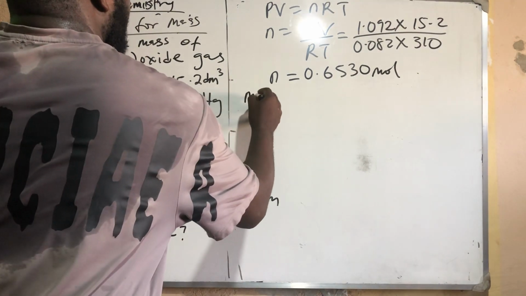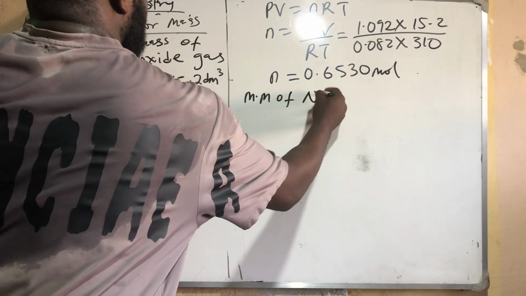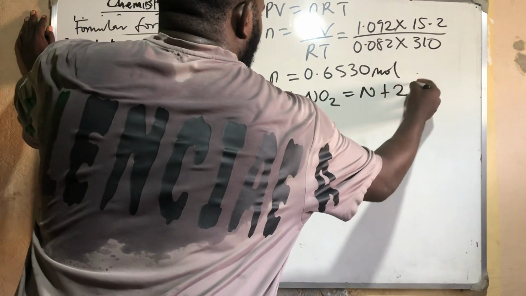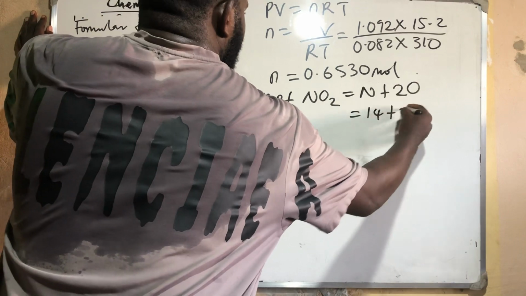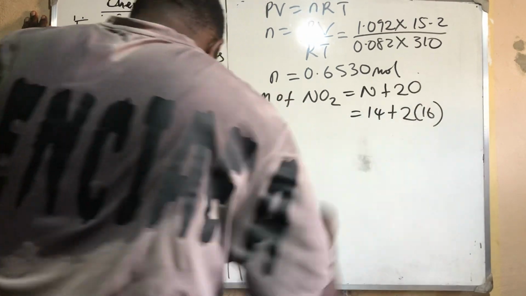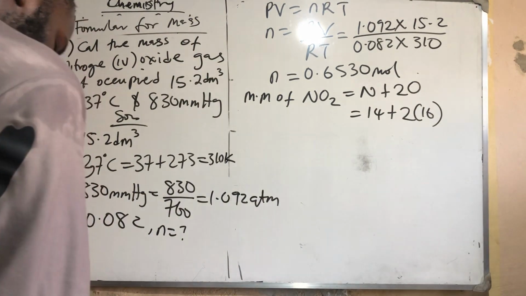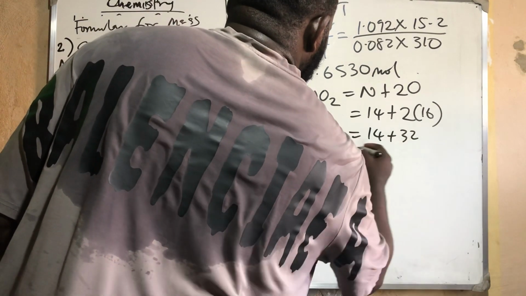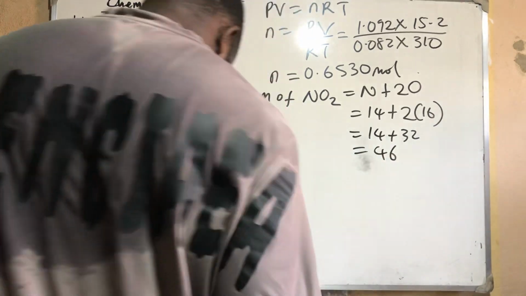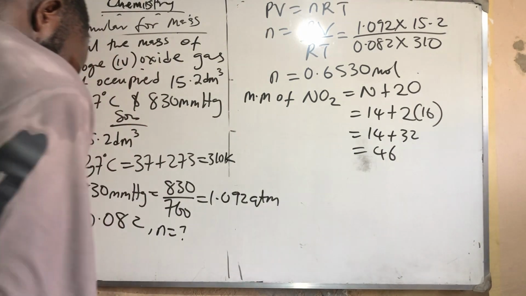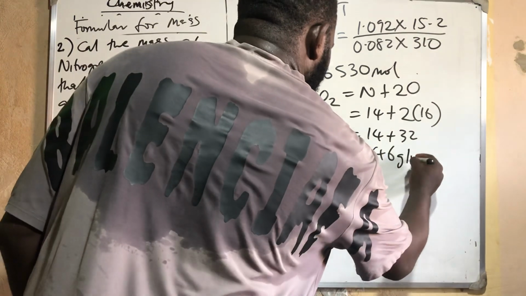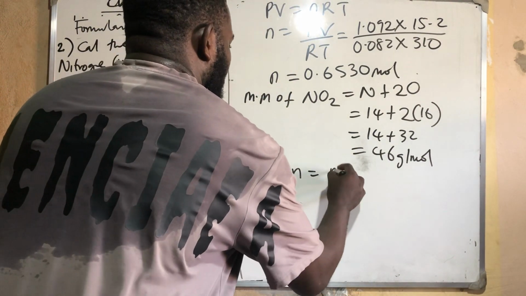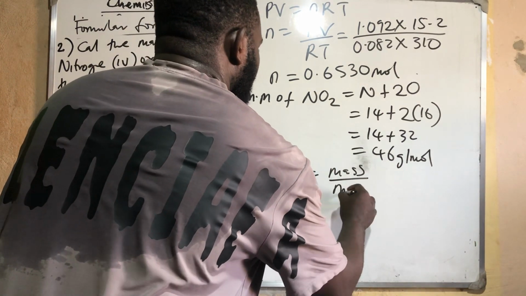First of all, we know that the molar mass of NO2, nitrogen dioxide, is equal to nitrogen plus 2 of oxygen. Nitrogen is 14 plus 2 of 16. So we have 14 plus 32, which is equal to 46 grams per mole. But we know that moles is equal to mass over molar mass.